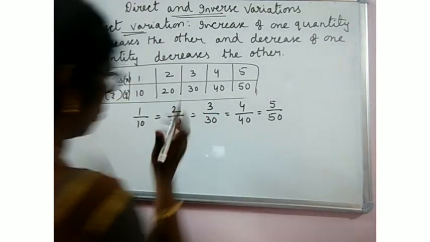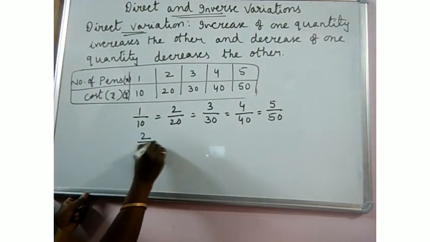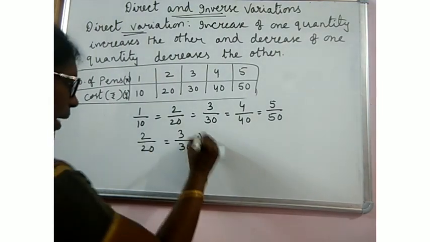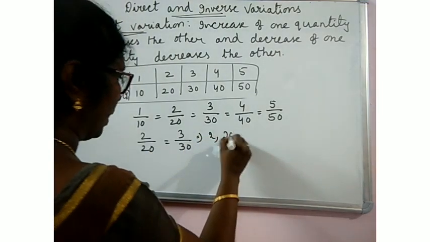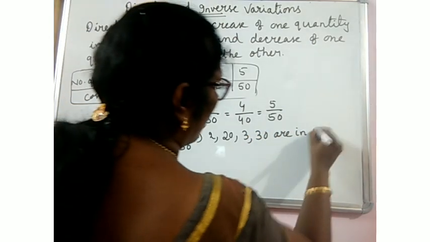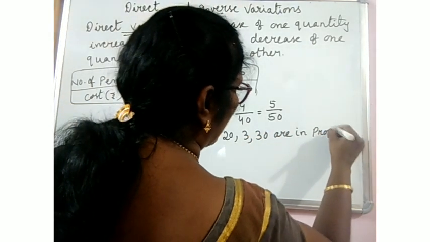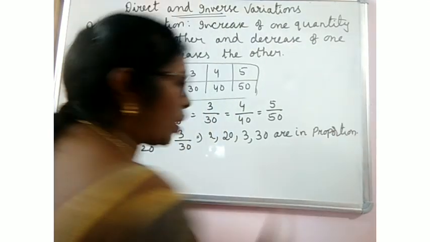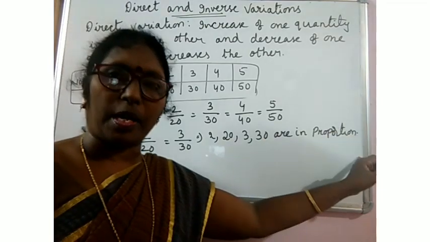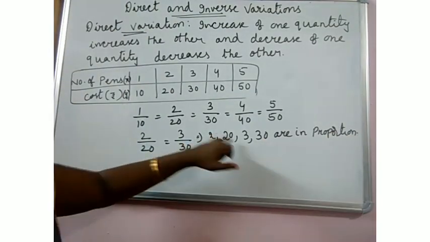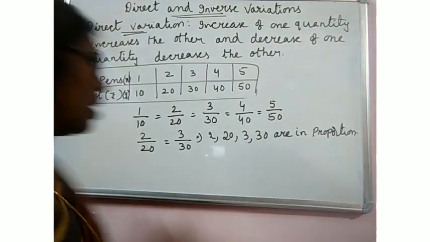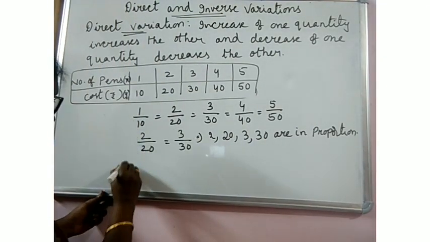Let me take these two. 2 by 20 is equal to 3 by 30. That means 2, 20, 3, 30 are in proportion. Already you have learned that A, B, C, D are said to be in proportion if A by B is equal to C by D. Already you have learned that. Same thing, we can write this also.